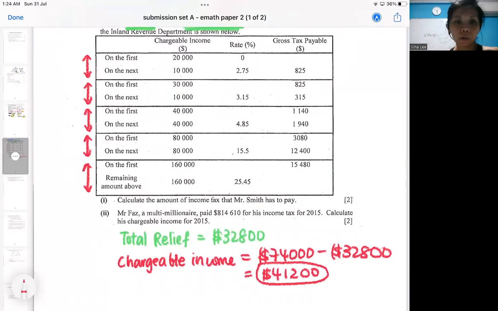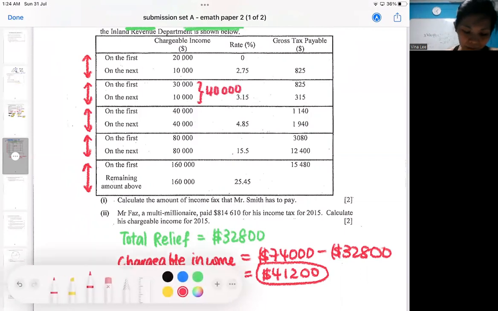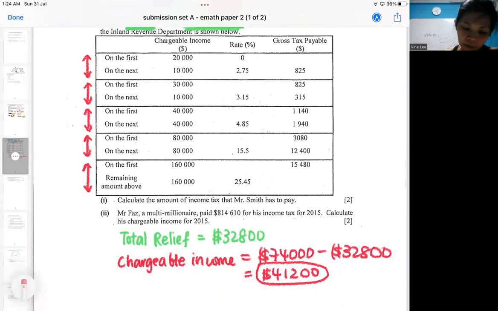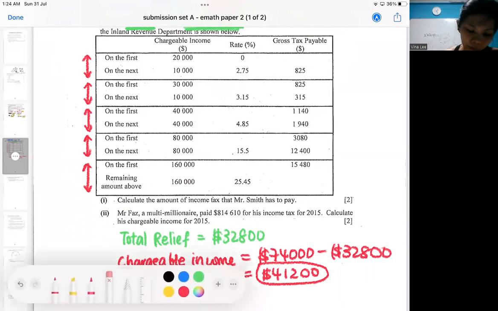Okay, so this is 41,000. I cannot put it in this bracket because this total is already 40,000. So I should go on to the next bracket. So I should be going to this bracket.